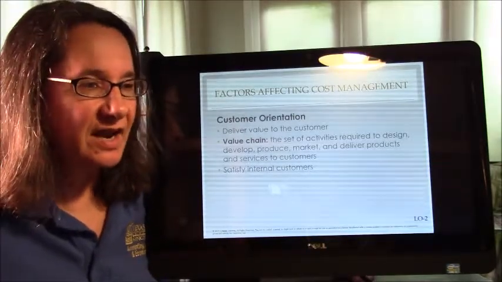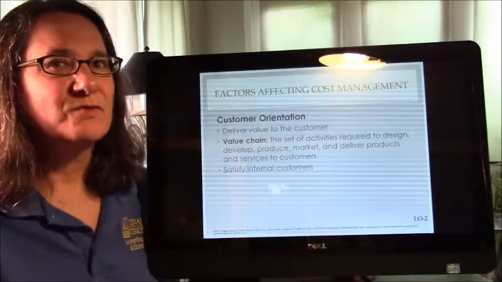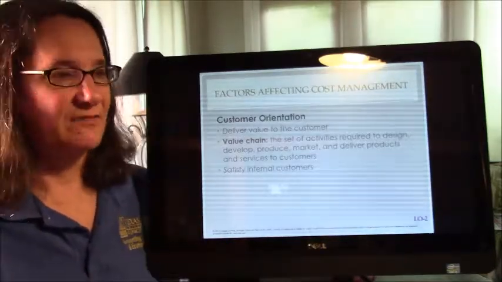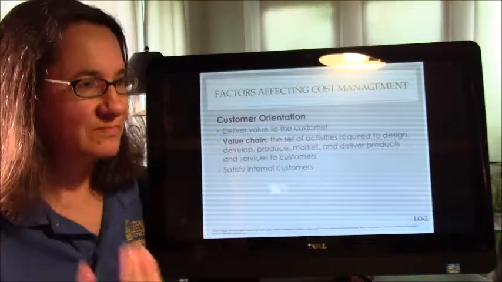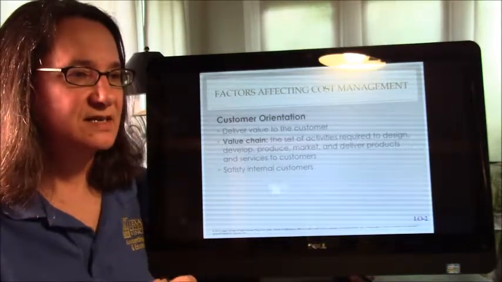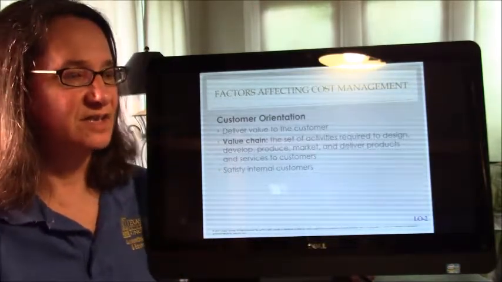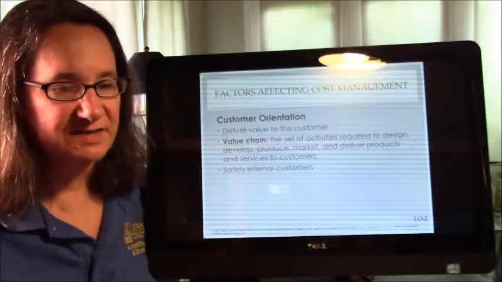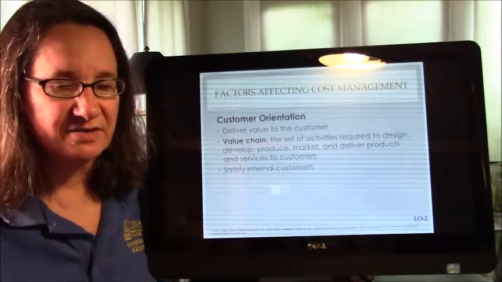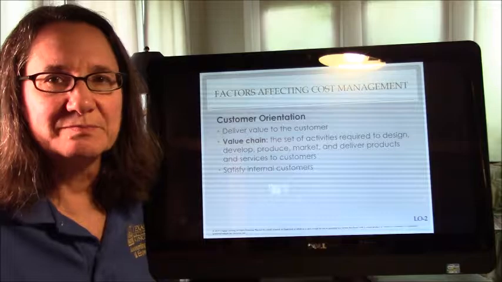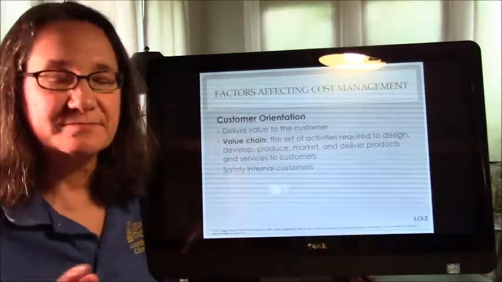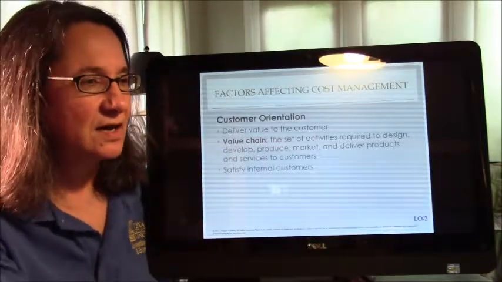The value chain is different. Before, they might not consider the entire value chain. Now, this factor affects cost management, the entire set of activities that go from designing, developing, and delivering, all considered now, rather than just we're going to build this trinket and sell it. There's a lot that goes into it.